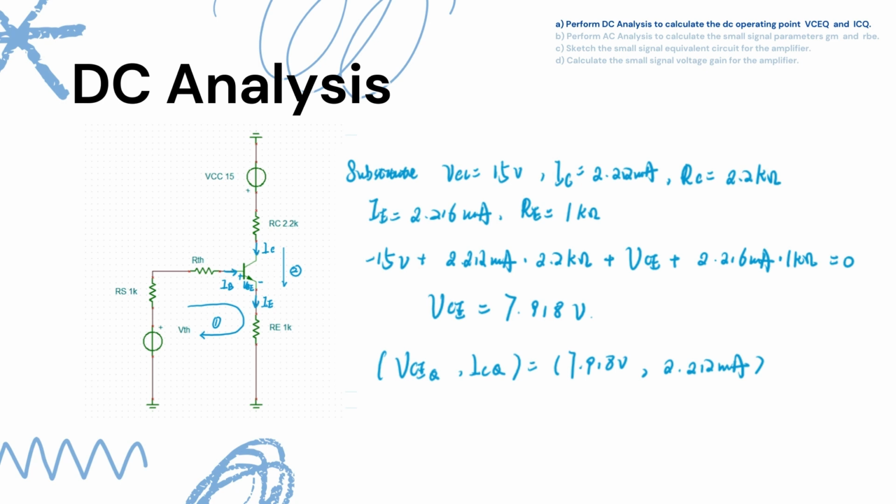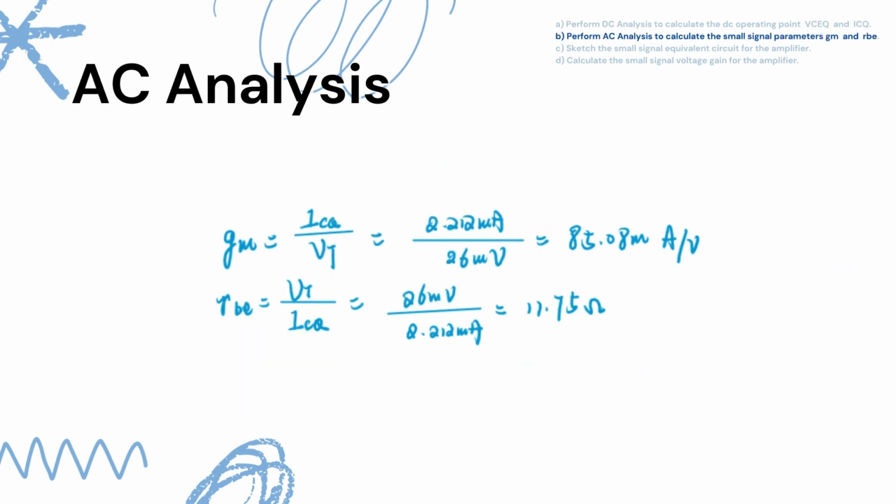Now we have the DC operating point at 7.918 volts, 2.212 mA. Now we move to the AC analysis. The transconductance Gm and the small signal input resistance looking into the base of the transistor can be calculated with the formulas below. From DC analysis, we already have the value of ICQ, and the thermal voltage is assumed to be 26 mV. Substitute the values. We have Gm equals 85.8 mA per volt, and RBE is 11.75 ohm.